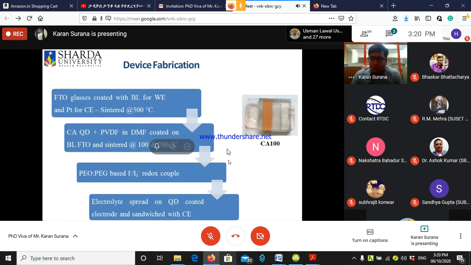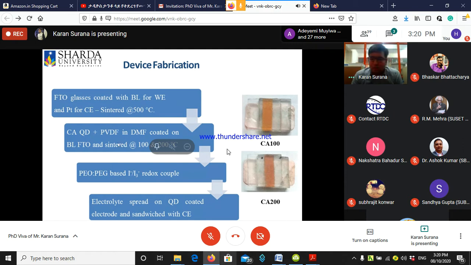The device fabrication. According to the results obtained, we chose only the CA one. The results we'll discuss later on. Like in the previous system, we eliminated the use of TiO2. We did not use any TiO2 on the working electrode. Directly, the quantum dots were coated on the working electrode. The quantum dots were mixed with PVDF in DMF solution, a viscous paste was created, and they were doctor bladed using 2 Scotch tapes.